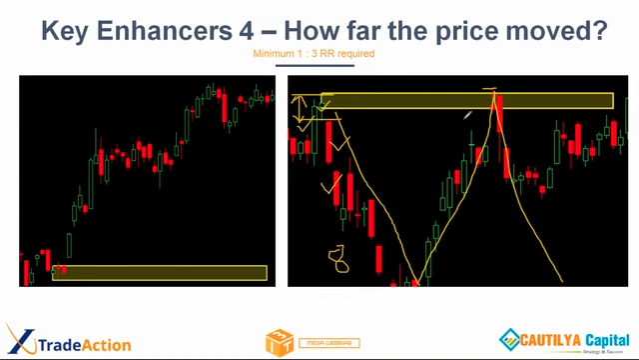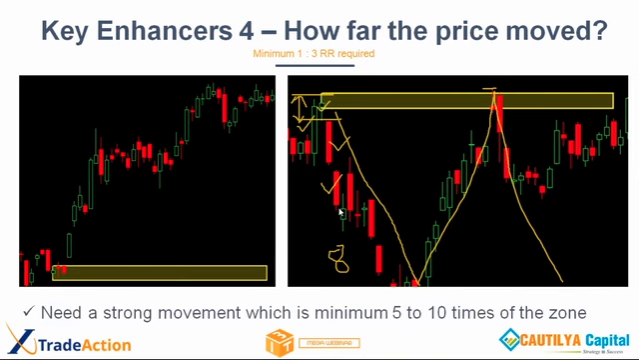All right, friends. If there are any questions, shoot me, or else I will assume that you have understood very well. You need a strong movement which is minimum 5 to 10 times of the zone. Minimum 5 times. The higher it is, the better.